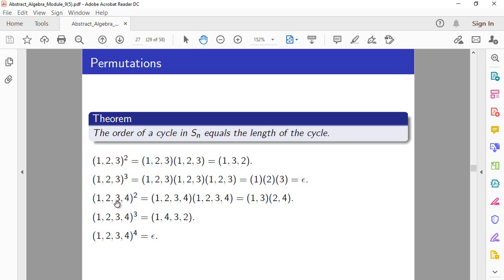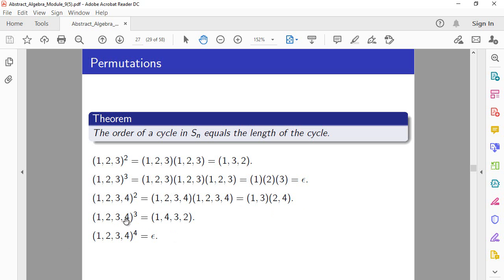Now how about (1 2 3 4)? If I take the cycle (1 2 3 4) and square that, notice that when I multiply, 1 goes to 3, so I'm skipping one element here. So 1 goes to 3, 2 goes to 4. Okay, 1 goes to 3, 3 is going to go to 1, 2 is going to go to 4, 4 is going to go to 2.